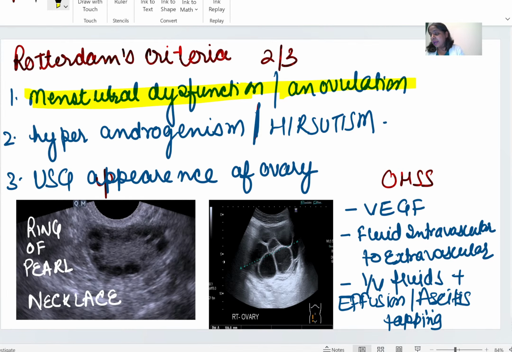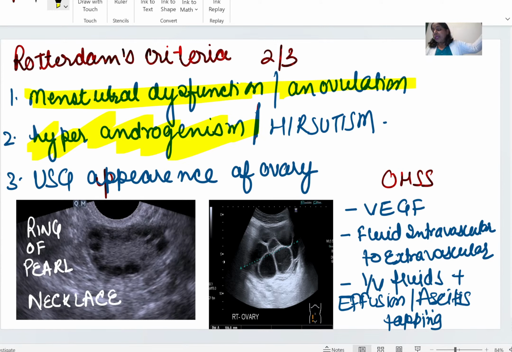Sometimes in the exam, the examiner gives us oligomenorrhea. Sometimes in the exam, the examiner gives us anovulation. Last time in the quiz, 3 people told me, ma'am, you have not written menstrual dysfunction and you are diagnosing PCOS. So PCOS can be diagnosed even when there is anovulation. Because oligomenorrhea will occur only if there is ovulation, then only the proliferative phase will prolong.